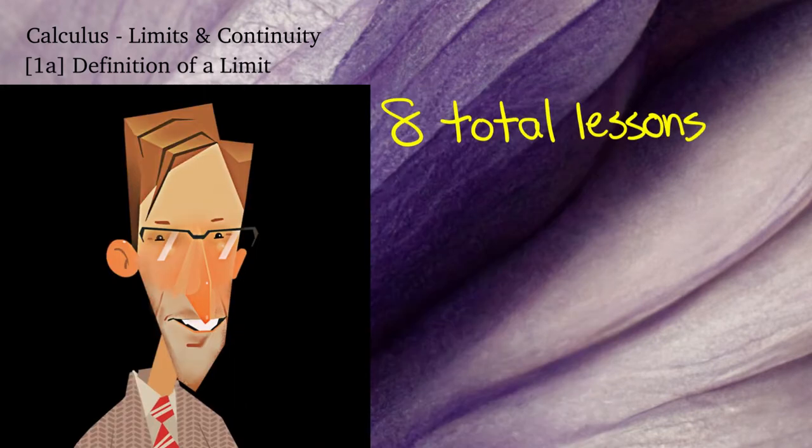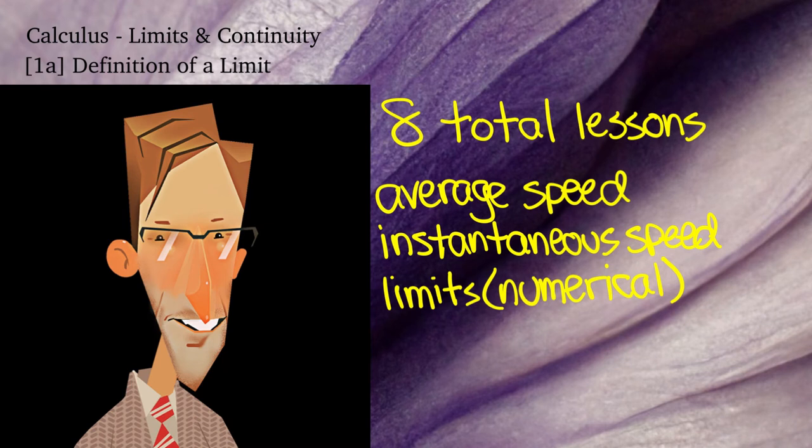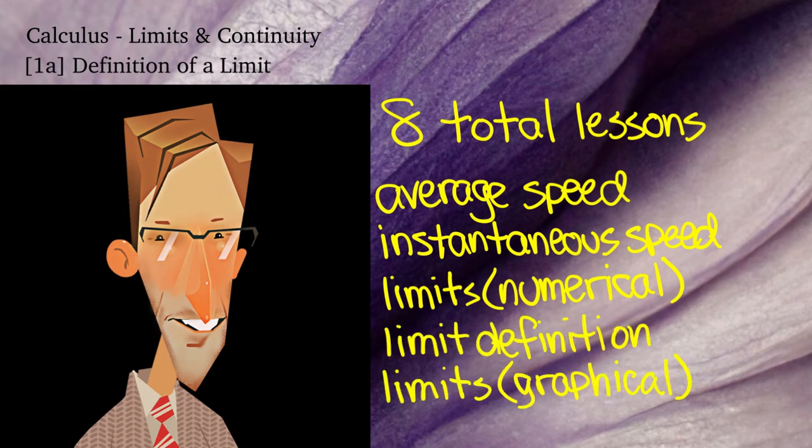There are 8 total lessons in the unit. In this lesson, we'll learn about average and instantaneous speed, the numerical understanding of limits, the limit definition, the graphical understanding of limits, and the algebraic properties of limits. Since this video is longer than usual, I encourage you to use the video chapters to skip around if needed.